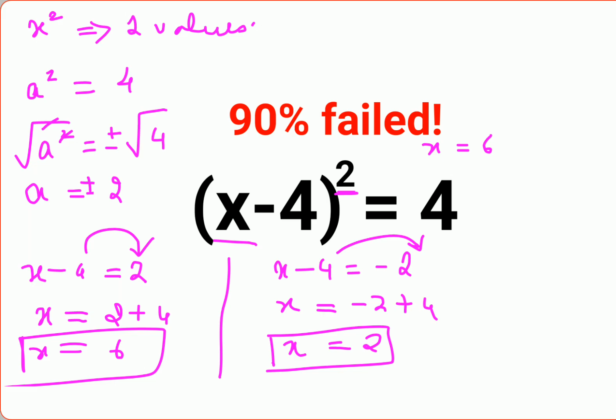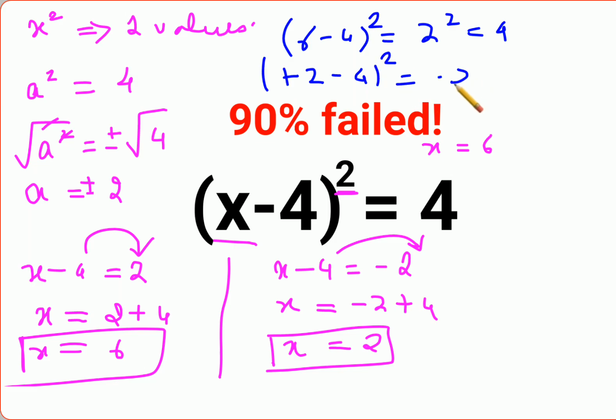Let's put it over here. So (6 minus 4) the whole square gets you 2 square, which is 4. Then we have (2 minus 4) the whole square, which is getting you minus 2 square. Now the square of a negative number is always positive. So that is also getting you your RHS. Therefore, we can say the value of x is equal to 6 or 2 for this particular question.